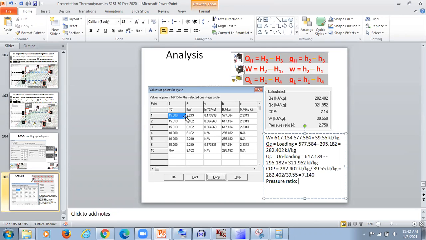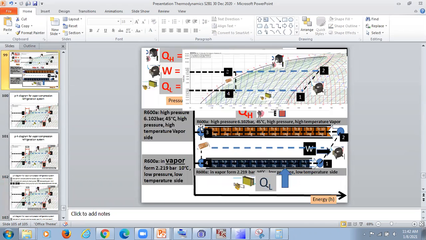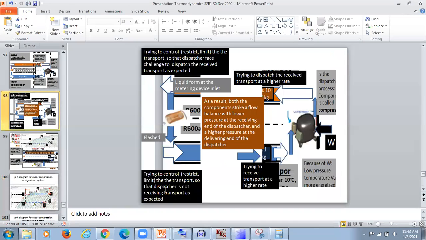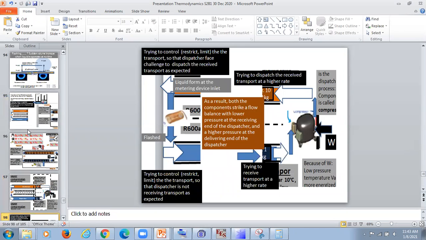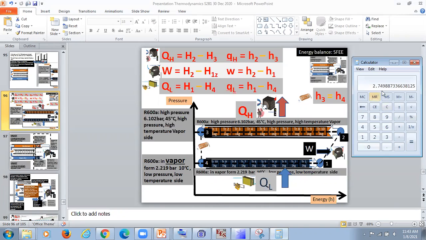See this line, low pressure line. Later, let me take high pressure, 6.102. You can see 2.219 somewhere in these calculations. Divide both. Okay, 2.74 here.